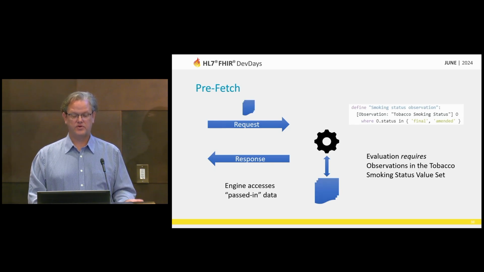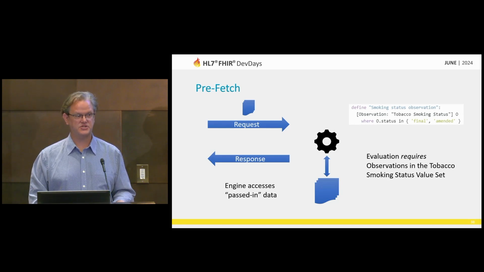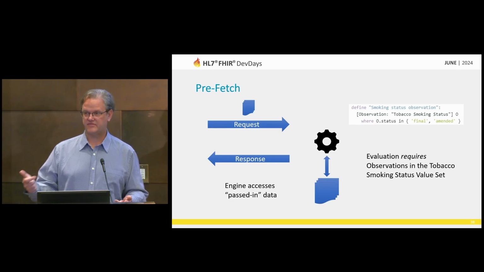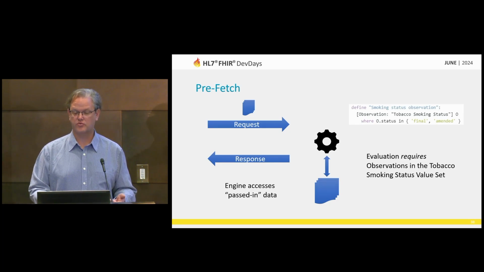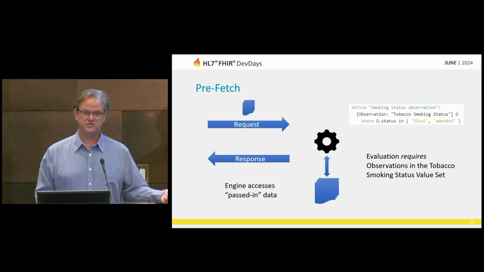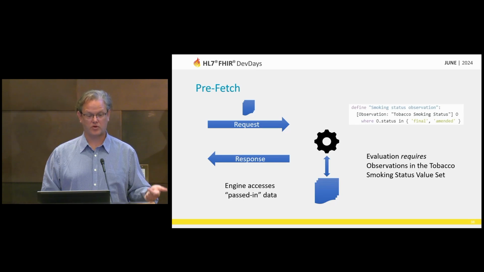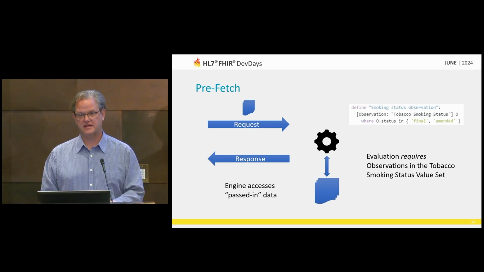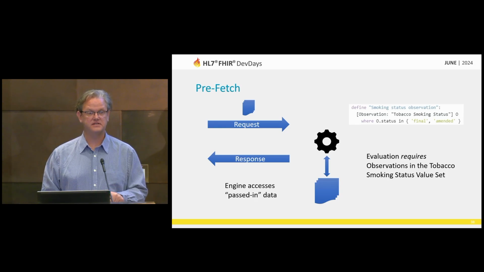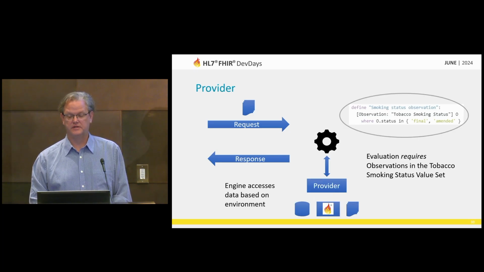It might be prefetched. In the case of CDS hooks, one of the features of that specification is that a service can advertise its data requirements. It can say, in order to run successfully, I need observations in the tobacco smoking status value set. And so please provide that data, because if you don't, I'm going to have to go get it anyway. And so the prefetch has a way for the CDS hooks request to have the client pass that data as part of that request. And so the engine then is accessing that passed in data. That's another mechanism for getting data to the service, to the engine.